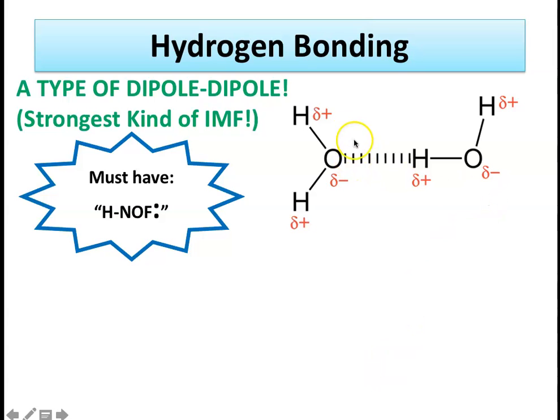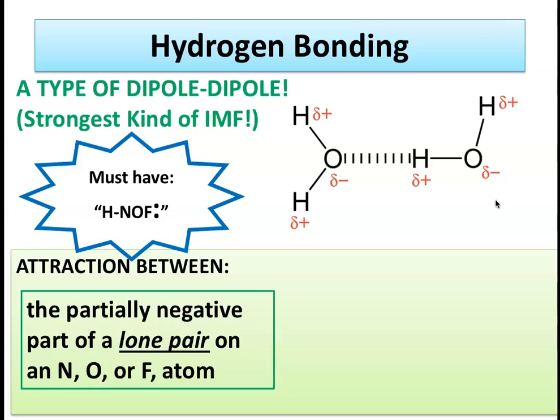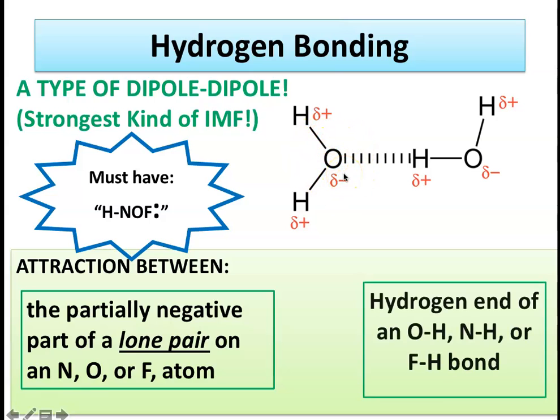The electronegative side of one water molecule will be attracted to the electropositive side of another water molecule. Notice this hydrogen is bonded to an oxygen. So, what attraction are we looking for? The partial negative part of a lone pair on N, O, or F. So this oxygen here actually has two lone pairs. And then the hydrogen end of another molecule where that hydrogen is bonded to nitrogen, oxygen, or fluorine. Questions on hydrogen bonding? Okay.